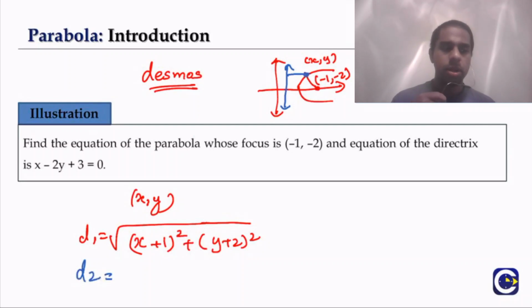For the distance between a point and a line, there is a formula, and there is also a derivation for this in the NCERT book. Whoever is interested in knowing the derivation can go through that. It's an easy derivation.